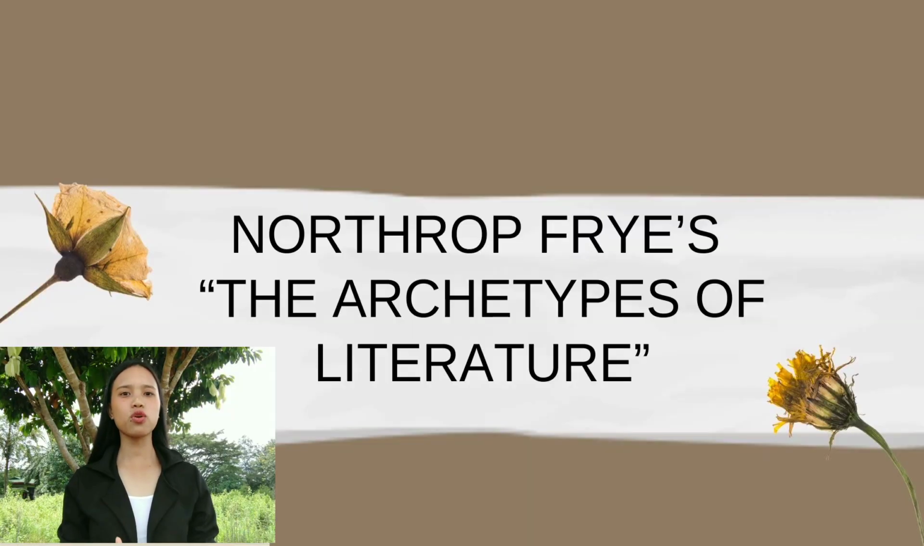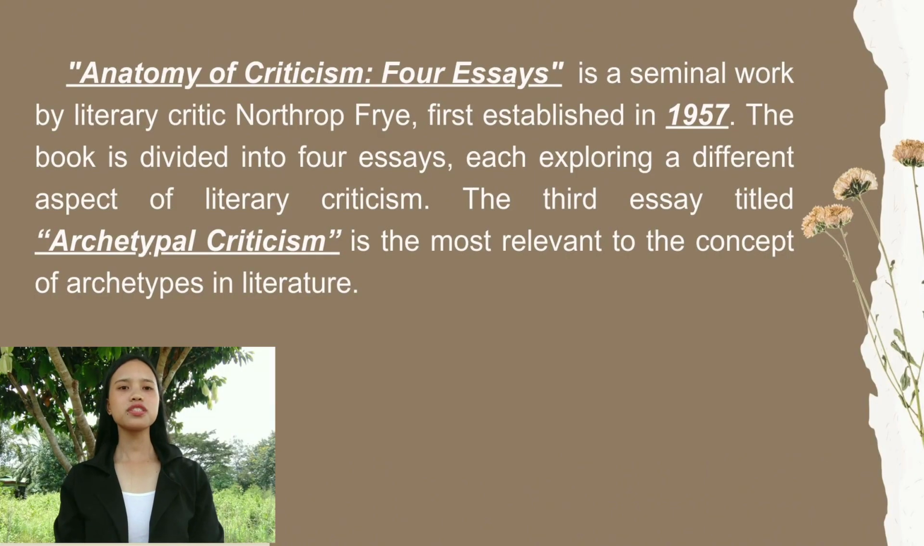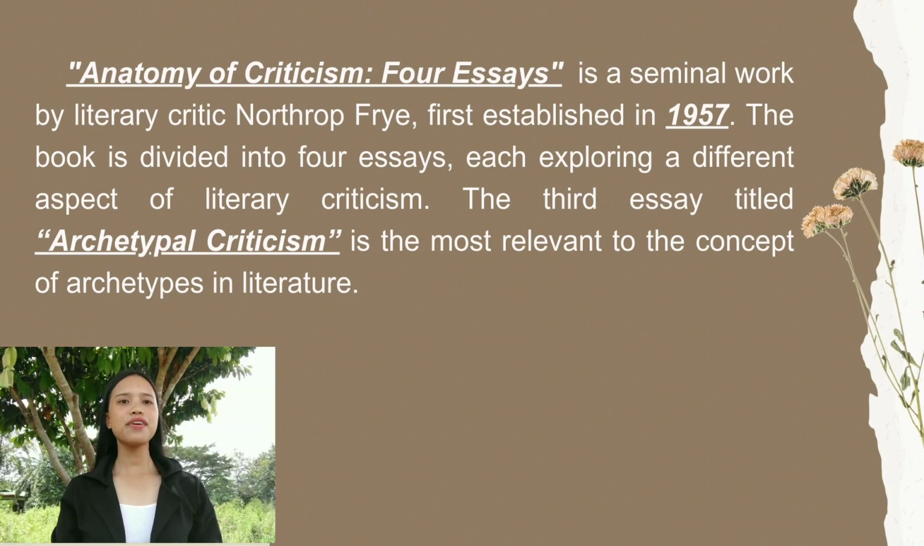Good morning, everyone. For today, I will be discussing the archetypes of literature by Northrop Frye. Anatomy of Criticism: Four Essays is a seminal work of literary critic Northrop Frye, first published in 1957. In this book, Frye presents a comprehensive and systematic framework for analyzing and understanding literature, drawing upon his extensive knowledge of mythology, literature, and cultural history. The book is divided into four essays, each exploring a different aspect of literary criticism. However, we will only focus on the third essay, titled Archetypal Criticism, as it is the most relevant to the concept of archetypes in literature.